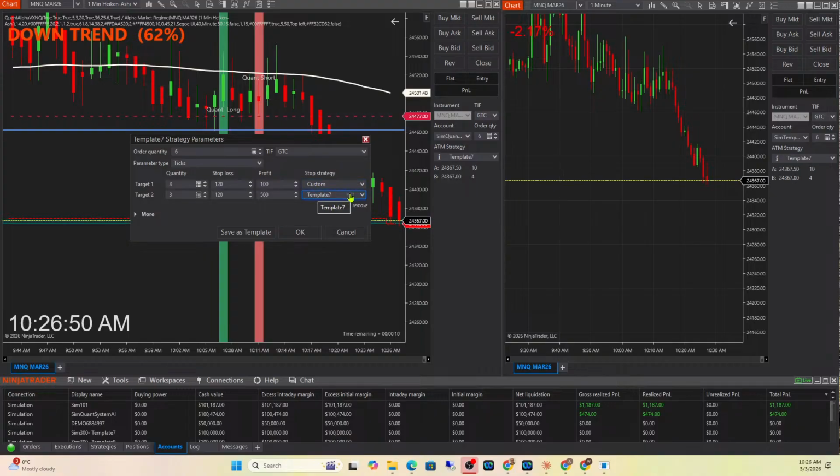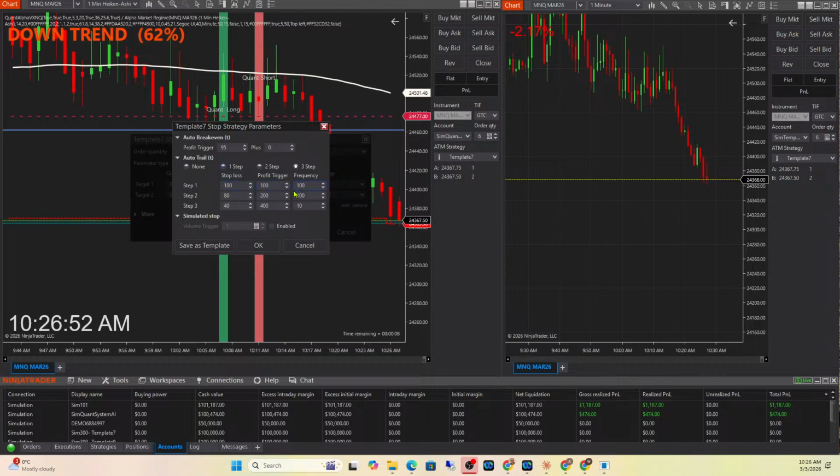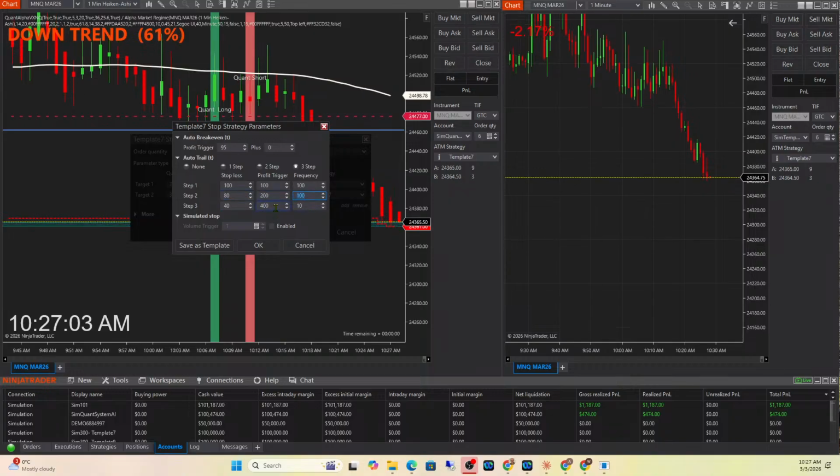Then I start trailing the second half like this: 100, and then profit target 100, and I start at 100 ticks, and when I reach 200 ticks, I start at 80 every 100 ticks, and when it reaches 400, I will start reducing my stop loss big time every 10 ticks. So now if I reach 400 ticks, I want to secure this profit. That's big money right there, right? And that's it. It's a very consistent ATM.